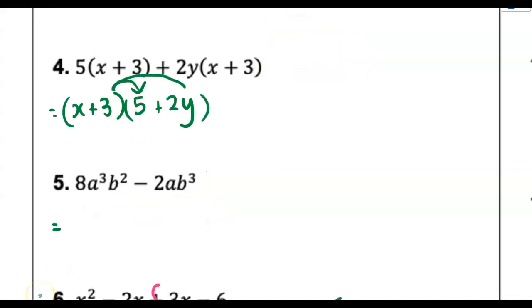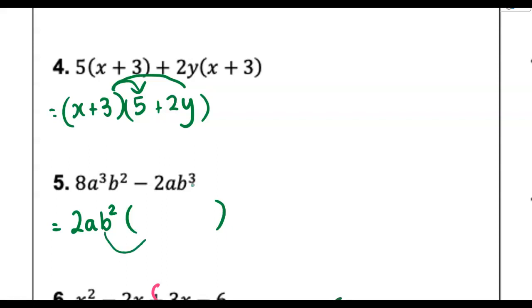And looking at question 5, what's common to this first term here and this second term here? Well, there's going to be a number that's common. So the common factor of 2 and 8 is going to be 2. But we've also got letters that are common. So the common factors of a cubed and a, well, the biggest letter that goes into a cubed and a is going to be a. The highest common factor of b squared and b cubed is going to be b squared.